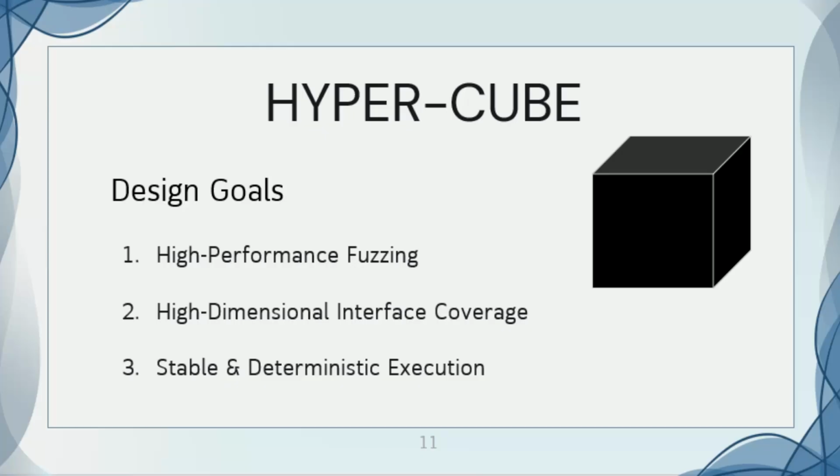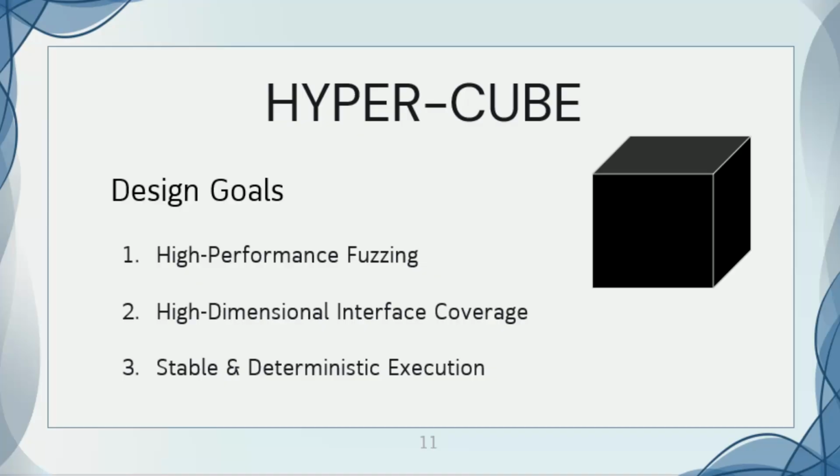Hypercube was designed around 3 core goals. The first design goal of Hypercube was to have a high-performance fuzzer, and they do this by introducing 2 core components, a custom operating system and a bytecode interpreter that is built into the operating system, and I'll get into those components in a bit. The operating system helps decrease the time it takes to restart the guest operating system after each crash, since it's a very minimal operating system. And the interpreter helps a lot with increasing the throughput.